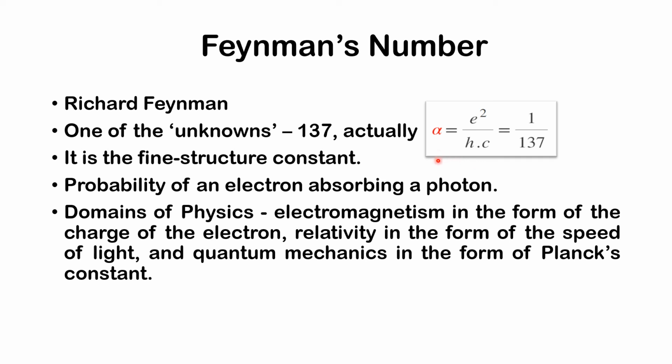Actually, it is alpha equal to the square of the charge of an electron over the product of Planck's constant h and the velocity of light c. It's equal to 1 by 137. So I would say this is an unknown number, because it is truly fascinating and mysterious at the same time. You call it the fine structure constant. It represents the probability of an electron absorbing a photon. It relates three domains of physics: electromagnetism through an electron, relativity theory through the speed of light, and quantum mechanics through what we call Planck's constant.